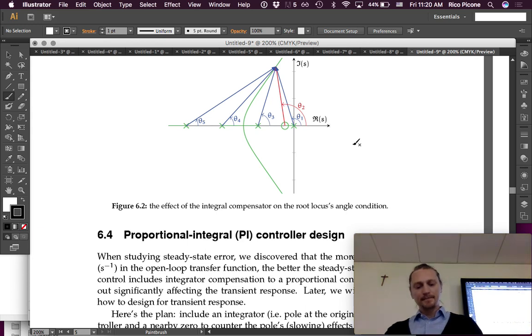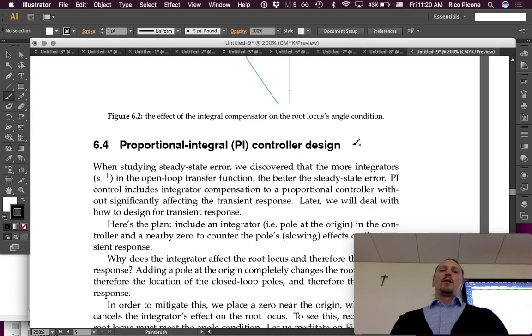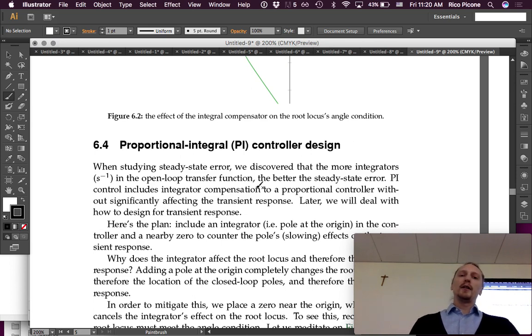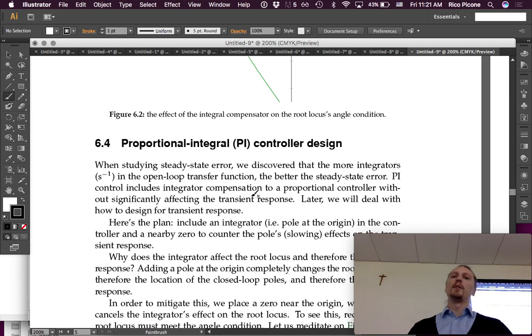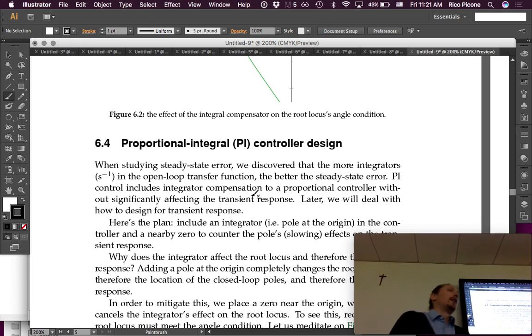So we're going to learn how to do PI controllers first. Okay? When studying steady-state error, we discovered that the more integrators in the open loop transfer function, the better the steady-state error, right? That was like the big conclusion that we came to. More integrators, better steady-state error.